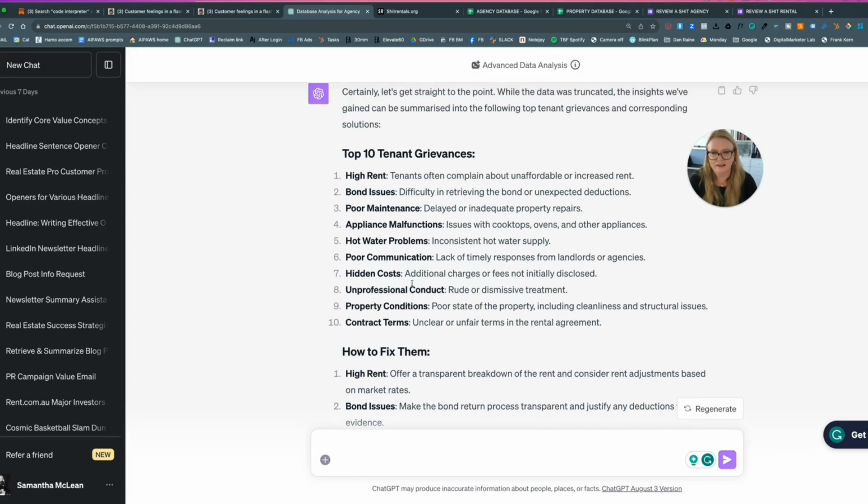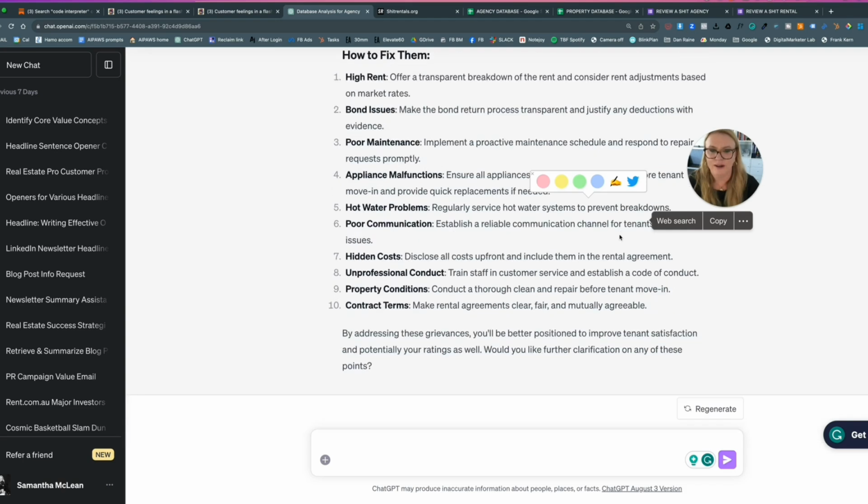I think, again, when you're doing the appraisal with the landlord, I reckon this one, or this one even, they're your number one. Most landlords I know, and we have an investment property too, I wouldn't like to think of someone in my property not being able to cook or not having a hot shower or something like that. But I guess we could dig deeper into those and find out more about them. By addressing these grievances, you'll be better positioned to improve tenant satisfaction and potentially your ratings as well. Would you like further clarification?